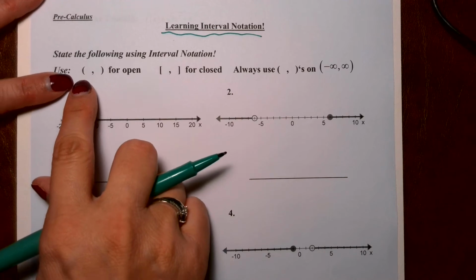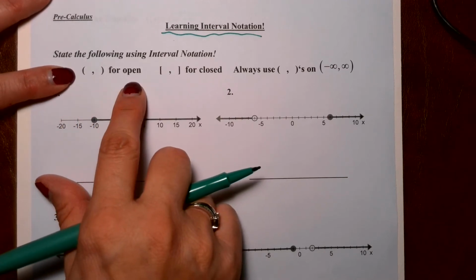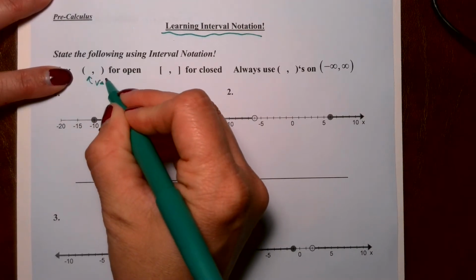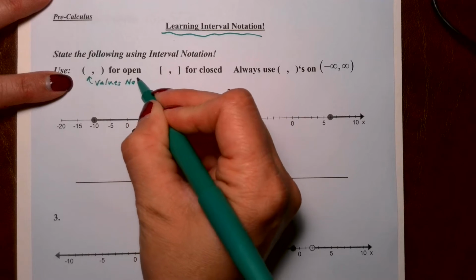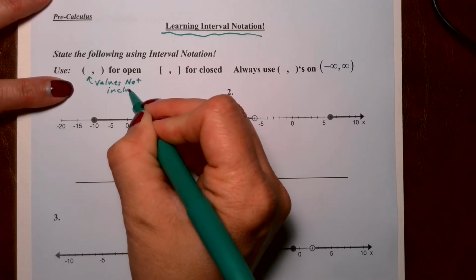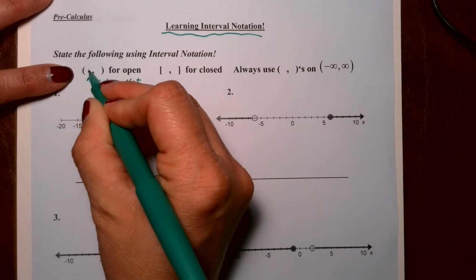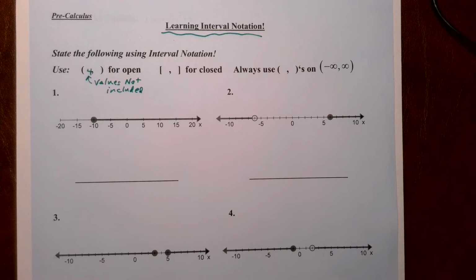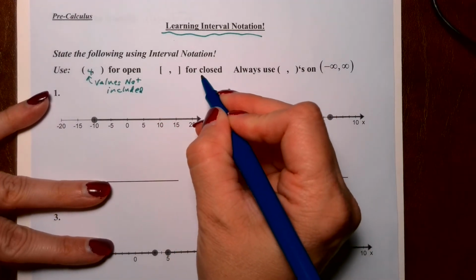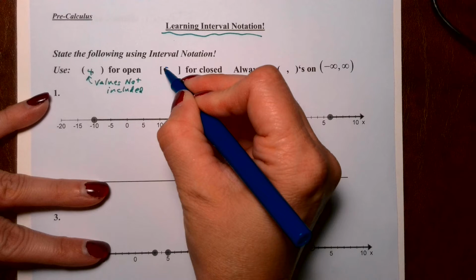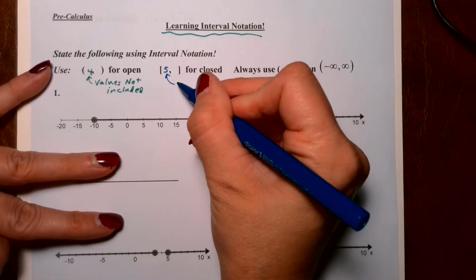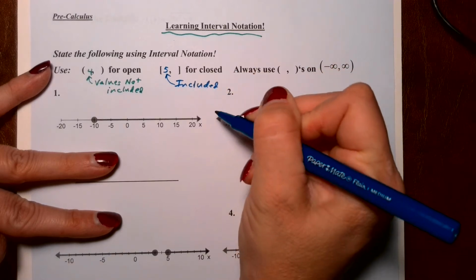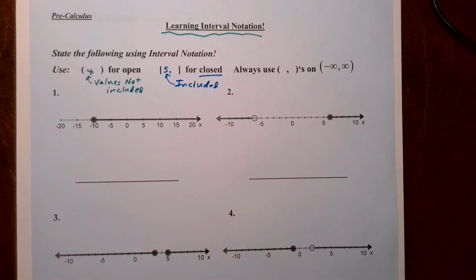First of all, you're going to use parentheses for open. Parentheses means that these values are not included. So if this was a 4, the graph or the equation is not using the number 4. Brackets are for closed. If this was a 5, this value would be included, it would be used. The picture is going to be a closed bubble when you graph.